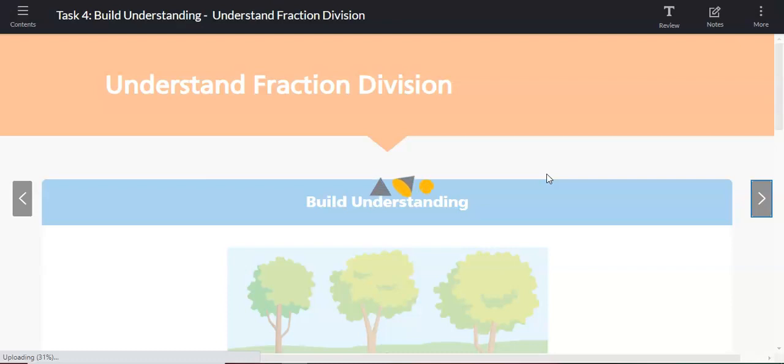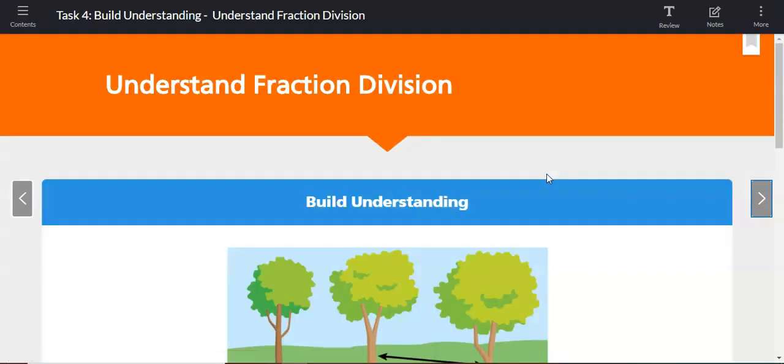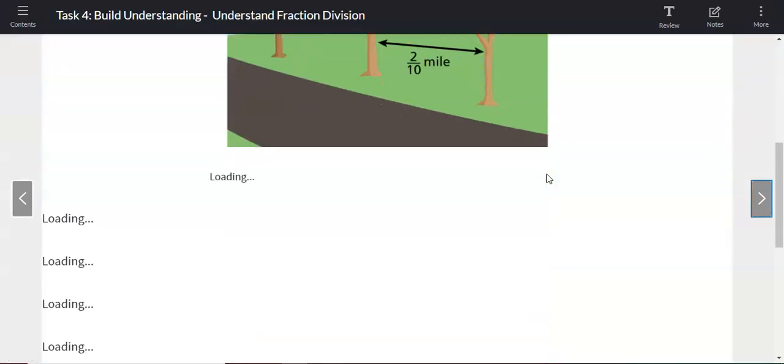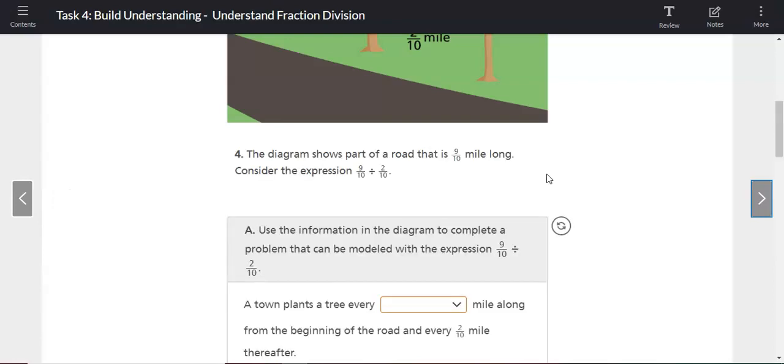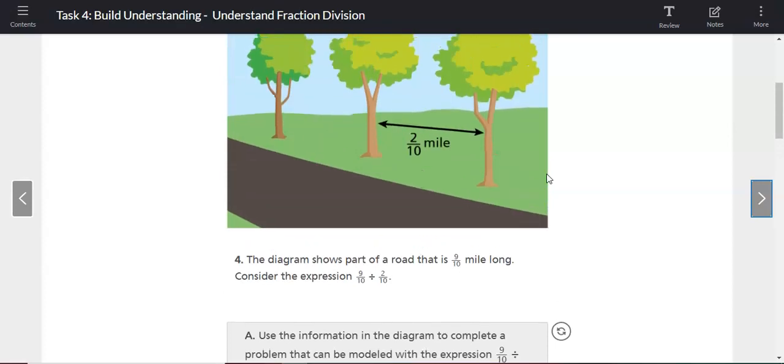This one goes along with page 64. The diagram, which are these trees up here, shows part of a road that is 9/10 mile long.